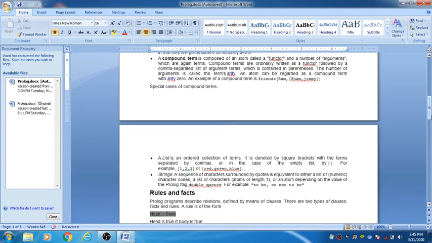A string is a sequence of characters in double quotes. It can be a single character, a list, or a set of characters also. For example, "to be or not to be", if it is in double quotes, the whole is considered a string.